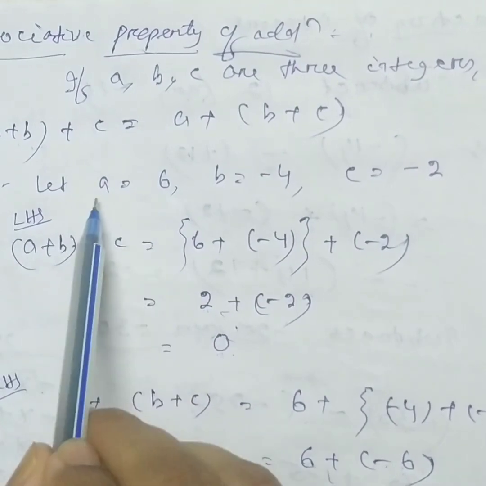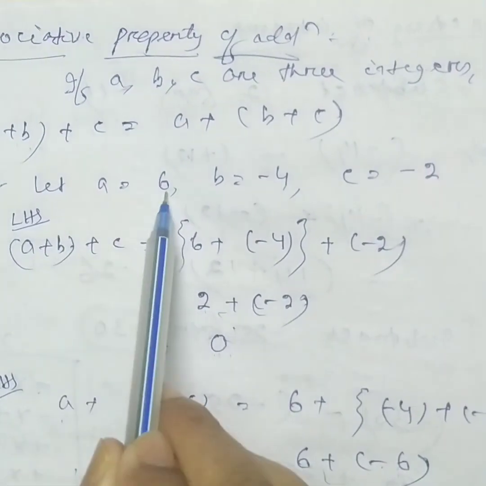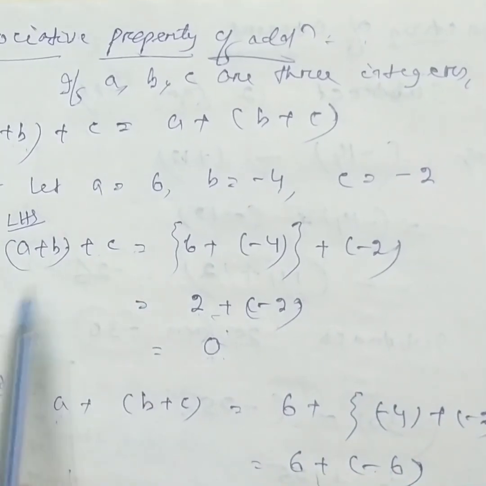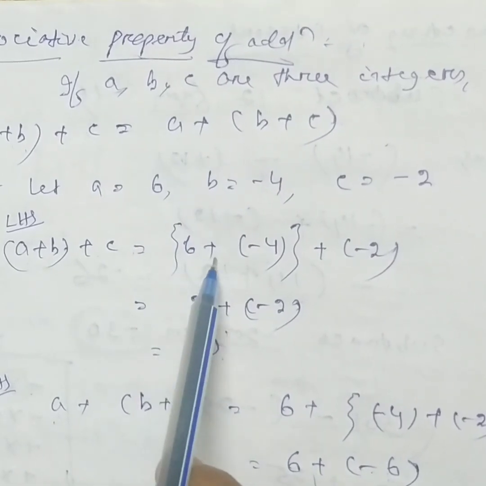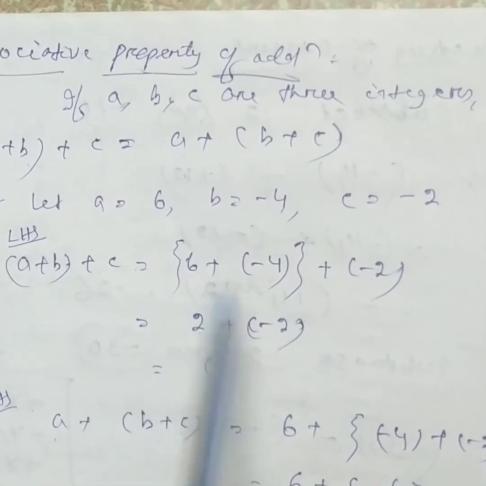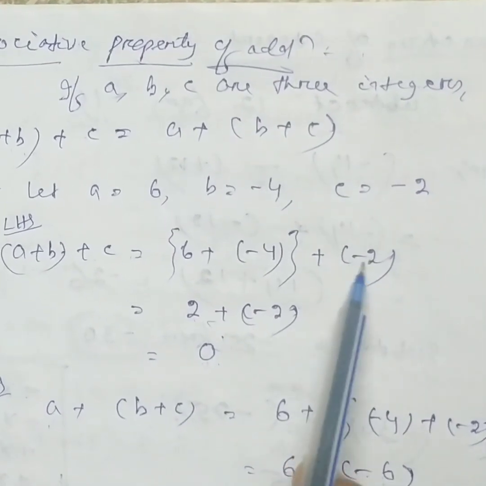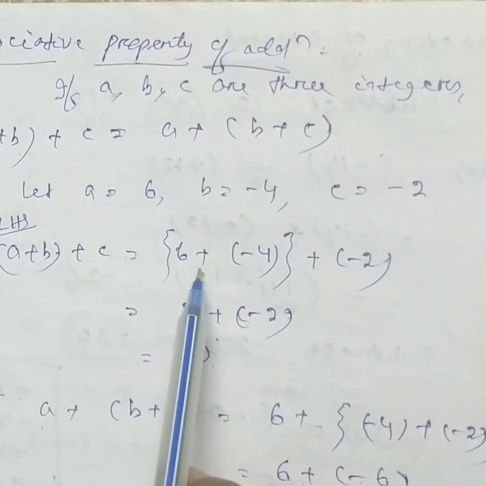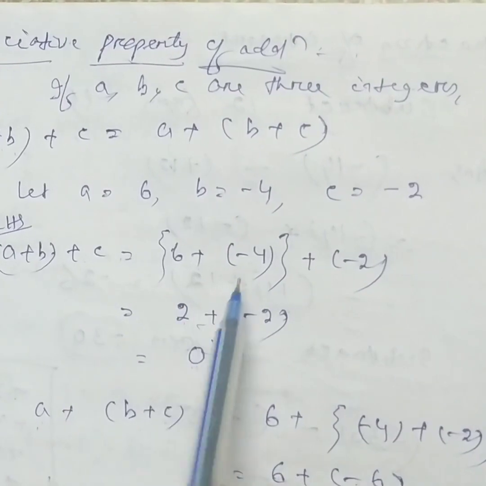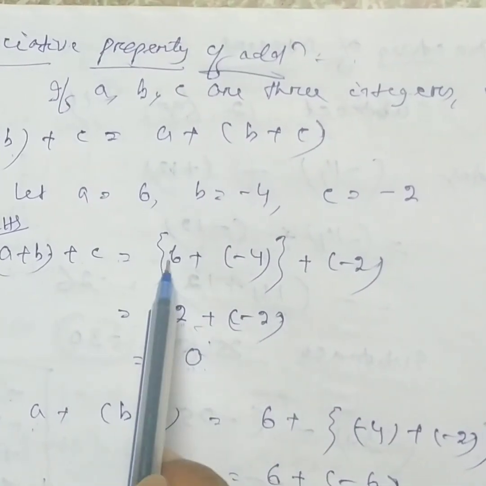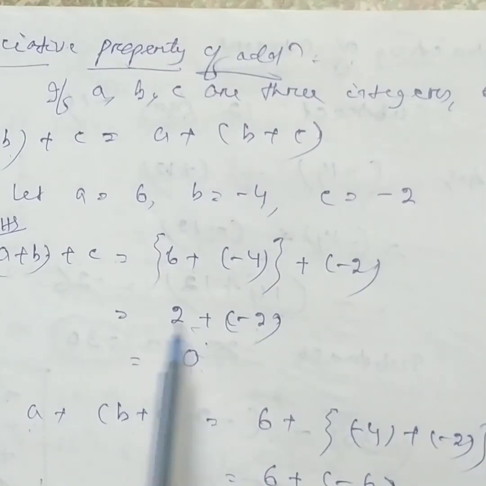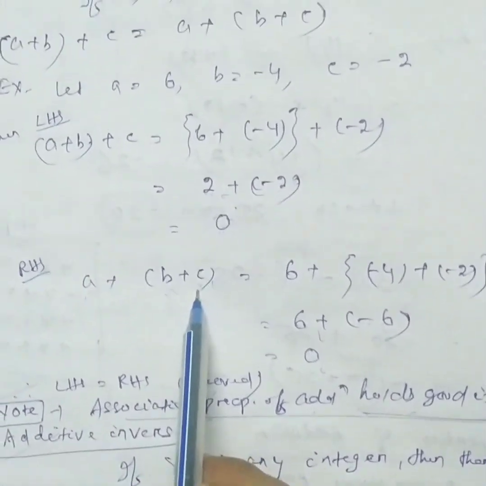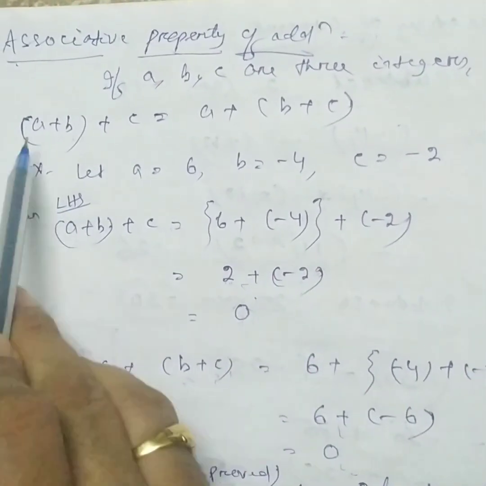So here also I have taken some examples. A I have taken 6, B minus 4, C minus 2. LHS: (A plus B) plus C. So I have kept 6 plus minus 4 in curly bracket, then plus minus 2 outside the bracket. First of all, you solve it, because whatever the numbers are in the bracket, I have to solve that first. So 6 minus 4 is 2, plus into minus is minus, so 2 plus minus 2, 2 minus 2 is 0. Coming to RHS: A is outside, B and C are inside. The grouping is changed.